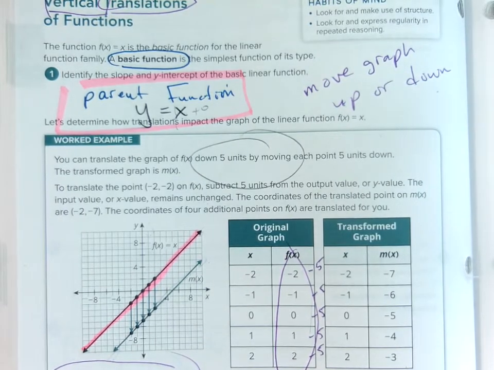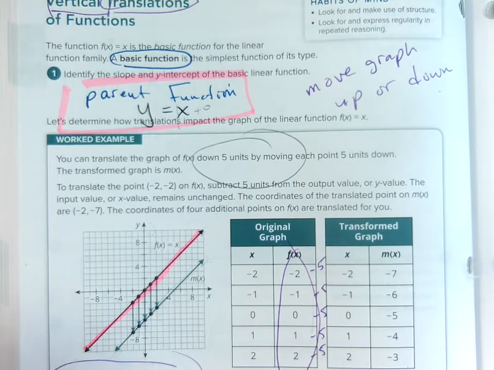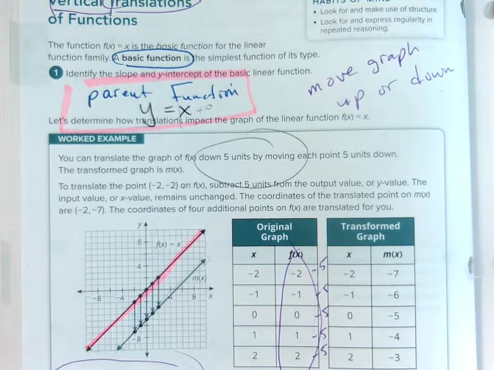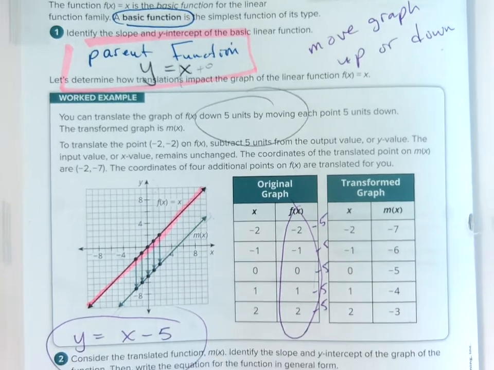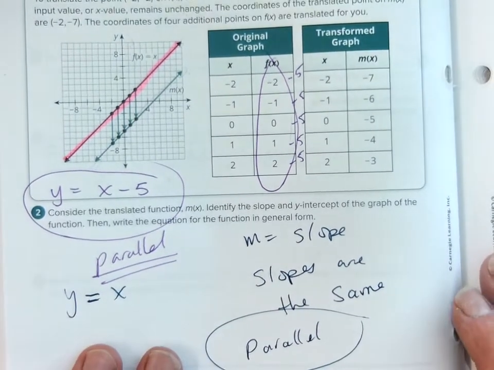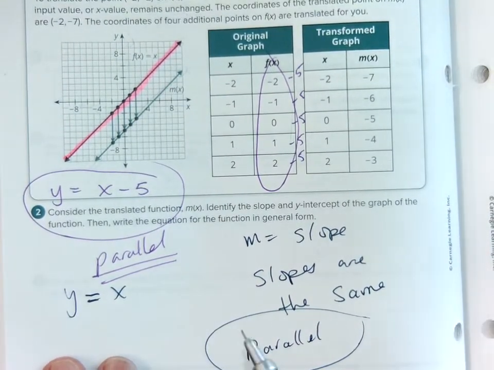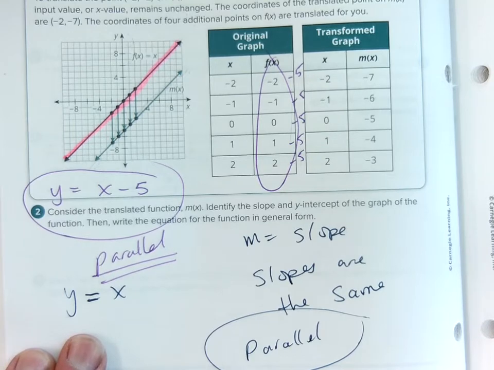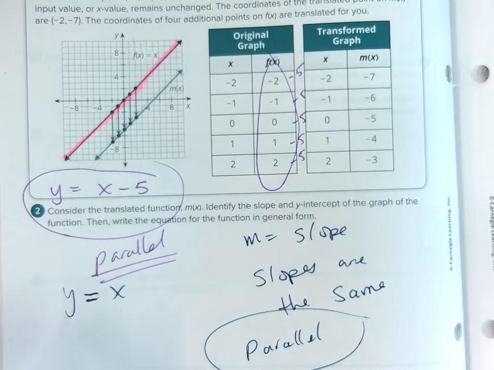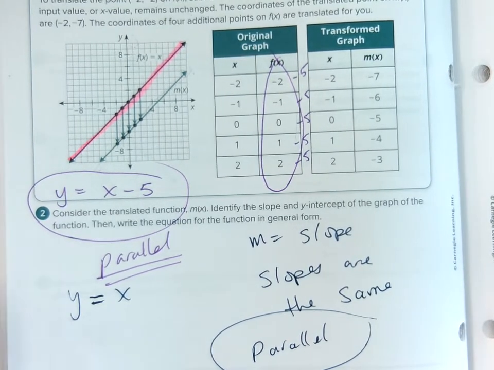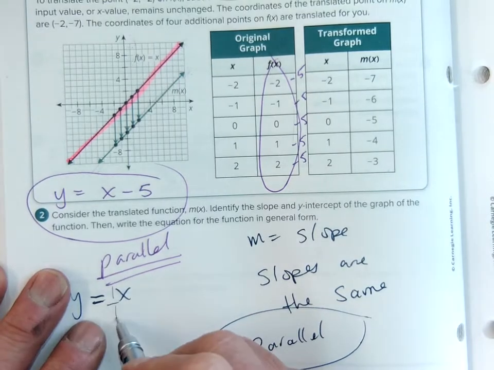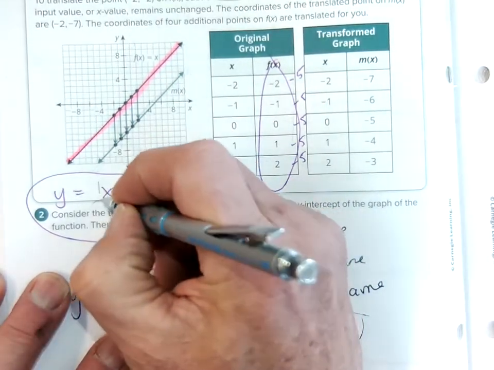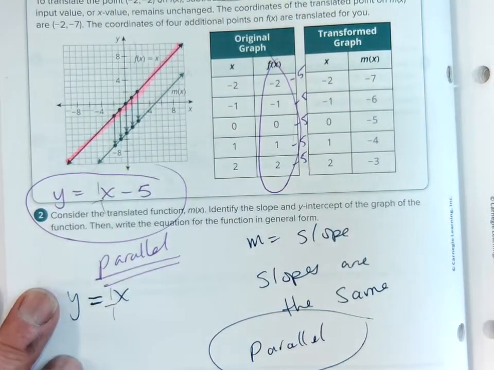So then what do we know about the two graphs? The original y equals x and y equals x minus 5, we know they're parallel. And one of the reasons we know they're parallel is because they have the same slope. We talked about that quite a bit in class. That if two lines are parallel, they have to have the same slope, okay? 1 over 1 is the slope, and 1 over 1 is the slope, same slope, so they're parallel, okay?